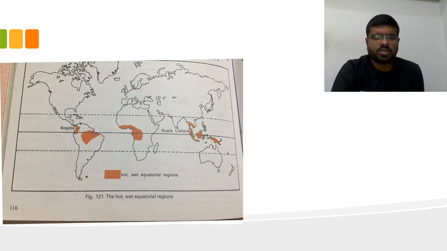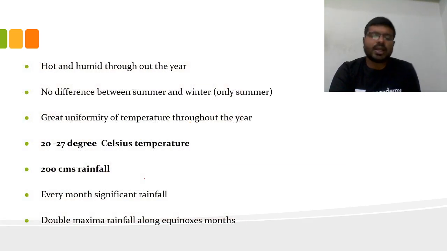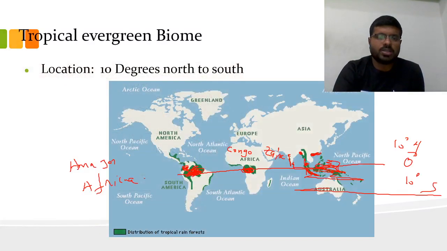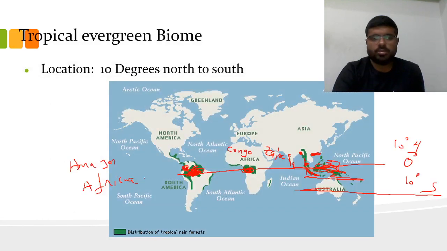If you can see in this book, hot equatorial regions are the areas of Brazil and Colombian Plateau and Congo Zaire, Kuala Lumpur, Malaysia, and all these are the areas of hot equatorial regions or tropical evergreen biome. Then what are the characteristics? Once again, please remember, we are discussing location. Then you will discuss criteria, temperature and precipitation. Then, because of this temperature and precipitation, you will discuss unique characteristics.